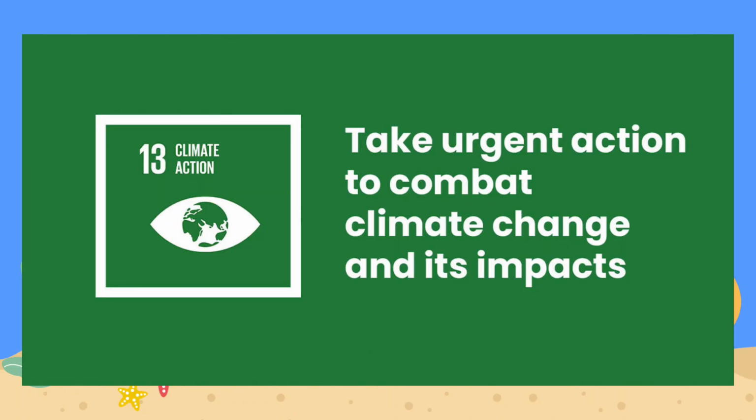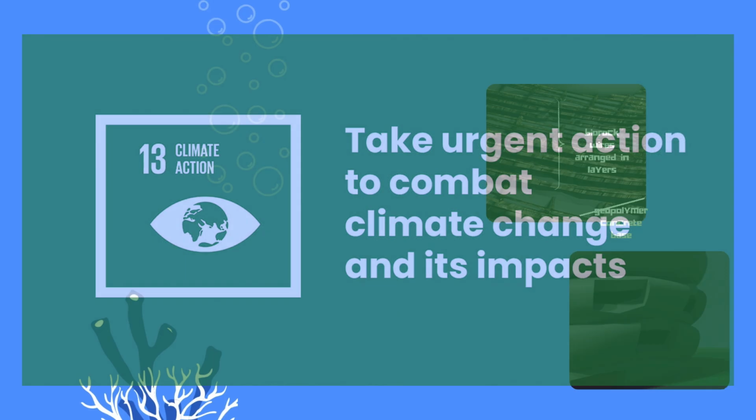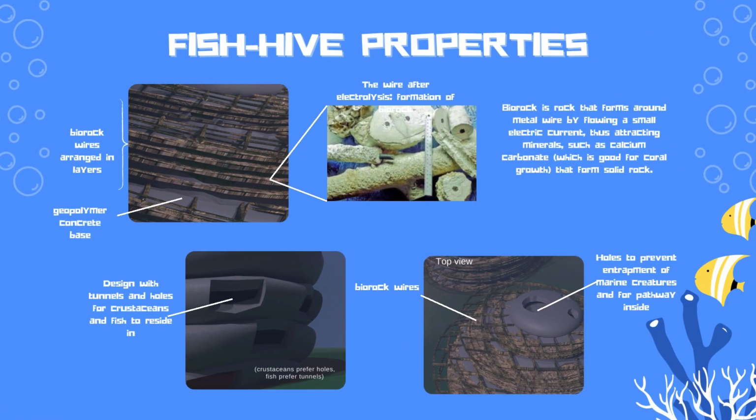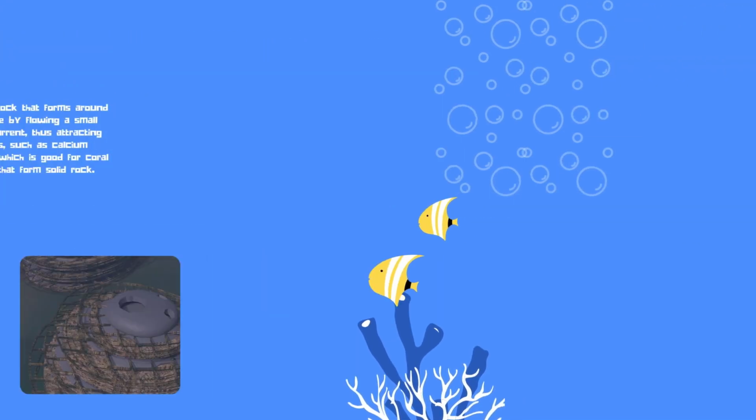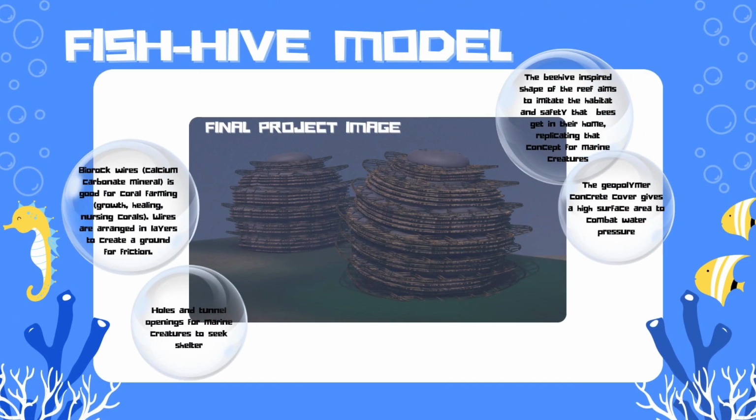This conveniently aligns our design with SDG 13, climate action, as we try our best to reduce the carbon footprint of our design. Our design is also fitted with tunnels, which fish prefer, and holes, which crustaceans prefer, to give marine creatures a safe shelter to thrive, promoting biodiversity. Eventually, we came up with our final design, the Fish Hive.